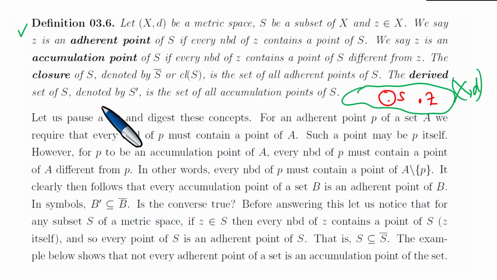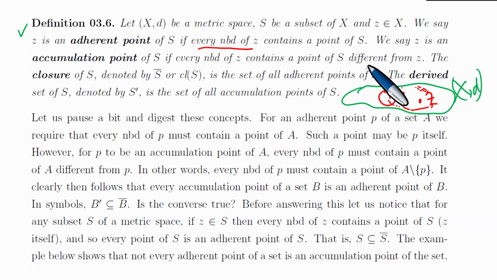of S if every neighborhood of z contains a point of S. So if we can form a neighborhood, it's an adherent point. We say that z is an adherent point of S if every neighborhood of z contains a point of S, just one point. But obviously we are referring to every neighborhood of z, so very close to the boundary, so that if you form a neighborhood of z, then it will contain a point of S.